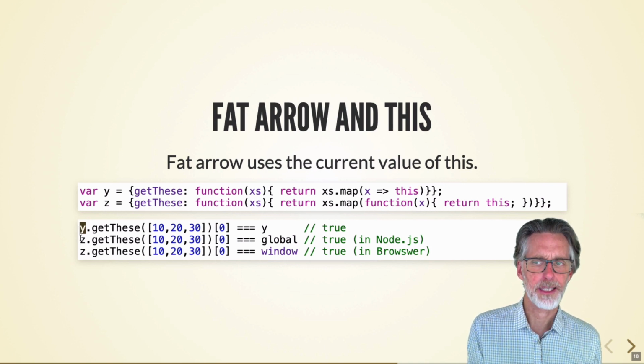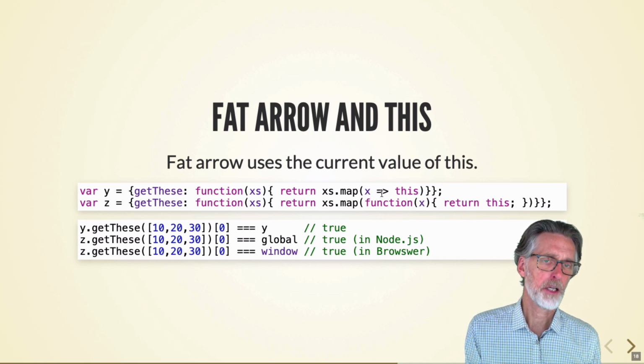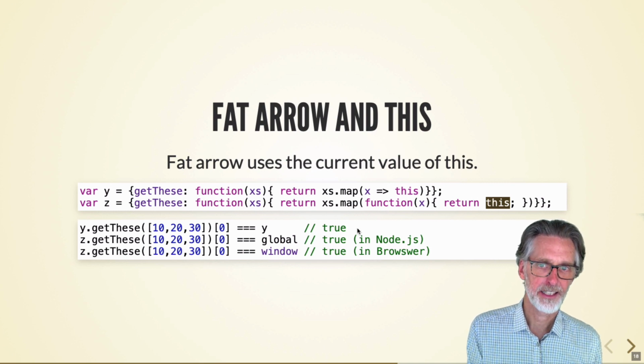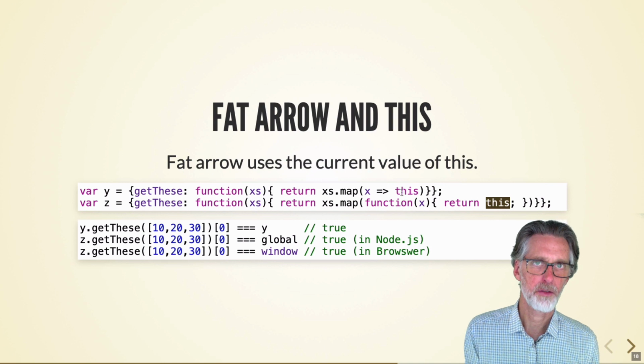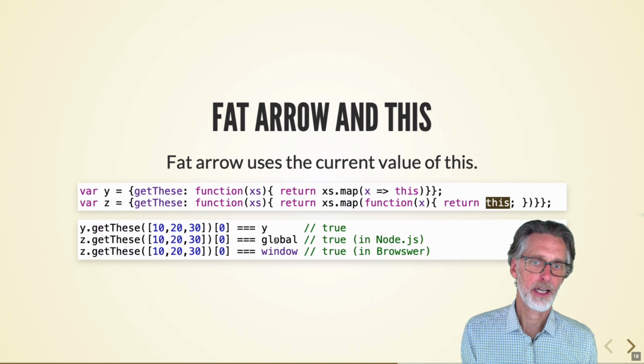What happens if I call z.getThese instead? I would expect the same thing, but note that here I've used the function notation instead of the fat arrow notation. And that means that this is not going to get closed. It needs to be closed by the calling context. And sadly, the calling context is wrong. So what I will get here when I attempt to show this for each element of the list is not z, but I'll get the global object, global or window, whatever it happens to be.